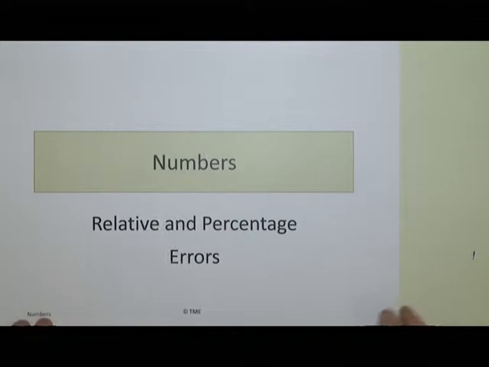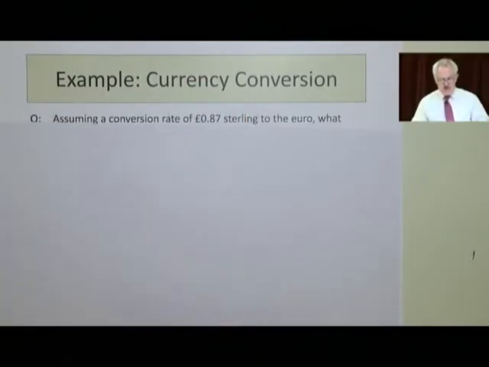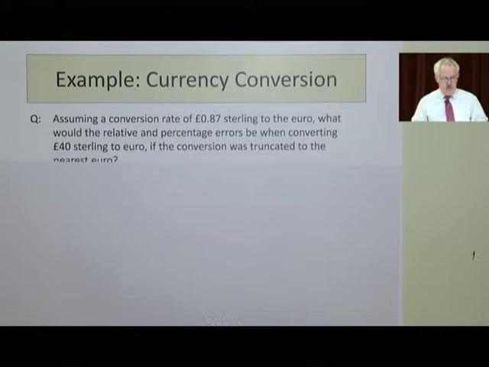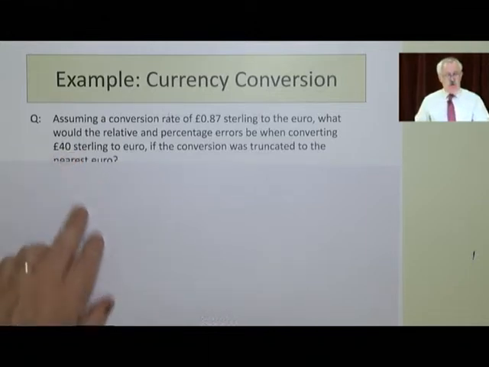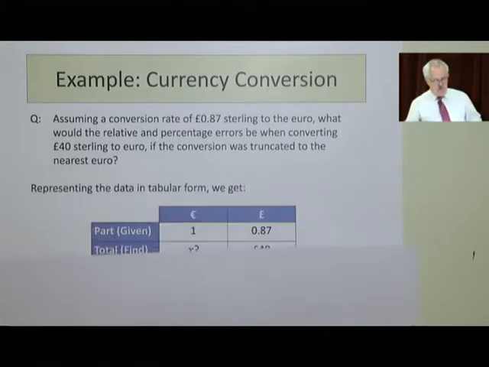We now look at relative and percentage errors. Let's consider this example where you're coming in and you know that the conversion rate on the day is 87 pence sterling for a euro. And you want to convert 40 sterling to euro. What would you get to the nearest euro?